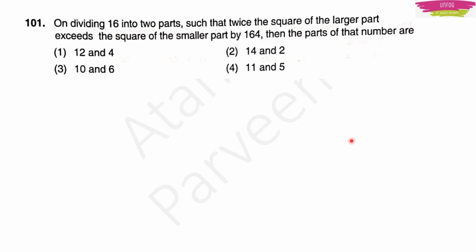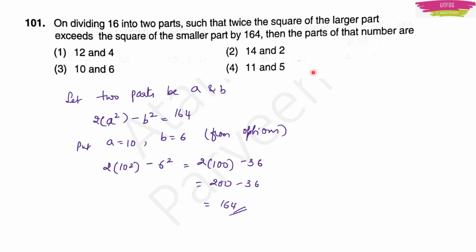Next, question number 101. On dividing 16 into two parts such that twice the square of the larger part exceeds the square of the smaller part by 164, then the parts of that number are? So first give a name to the two parts, let them be A and B. Then you write the story in the form of an equation. You will write it as 2 times A square minus B square equal to 164, they are telling. Now what you have to do in this equation, you just substitute the options and see where you are getting 164.